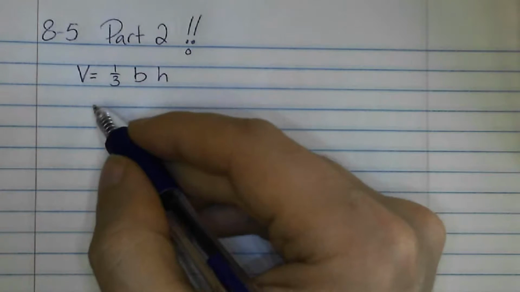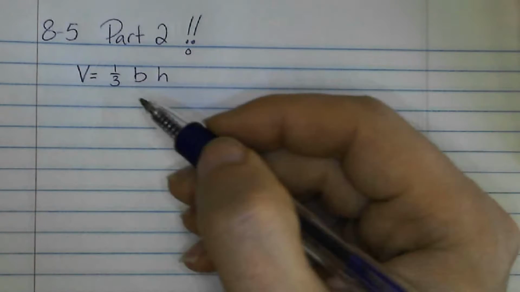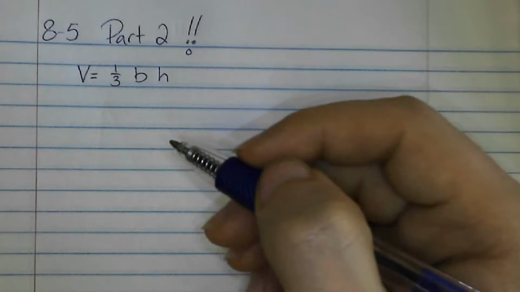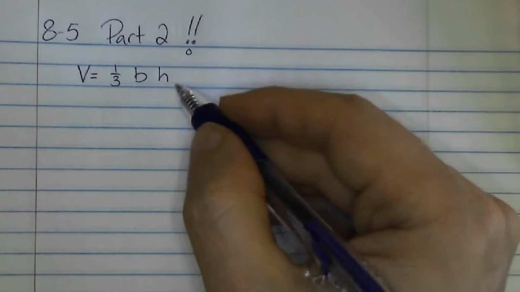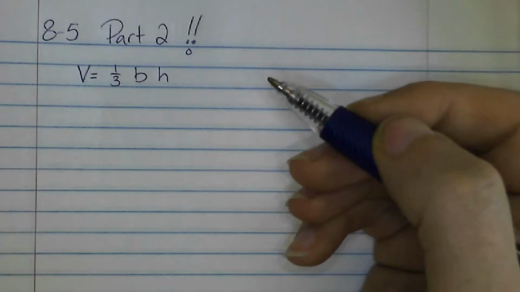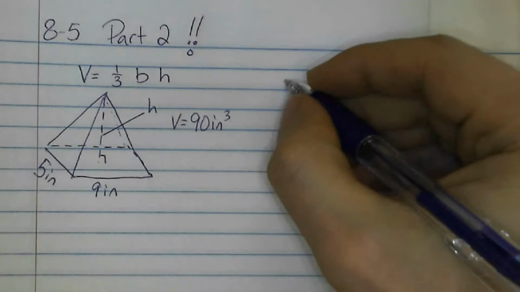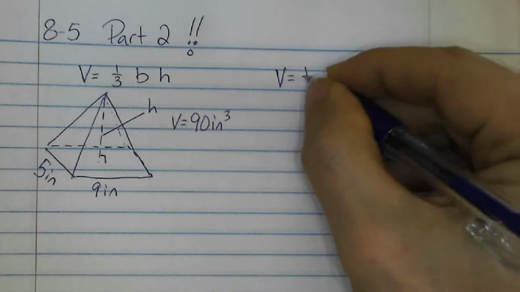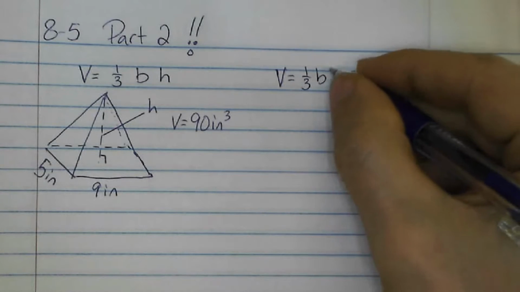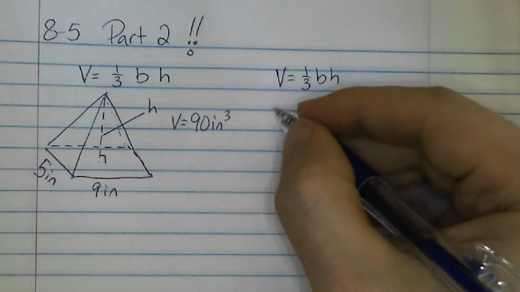Now, usually we solve this for volume, but what if we knew the volume of the pyramid and we were missing, let's say, the height, and we wanted to solve for that? Well, I'm going to show you how to do this. Let me get a problem up here first for us to look at. So, now that we have this problem here, again, volume is 1/3 base times height.